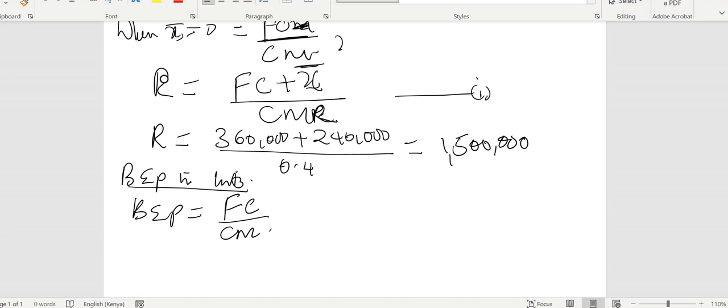So this is the same as, remember contribution margin is the selling price minus variable cost together. So if you have the selling price, this is the same as saying here, fixed cost is 200 and what? Is it 200 or 300? It is 360.